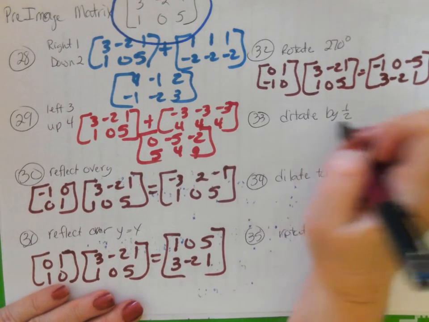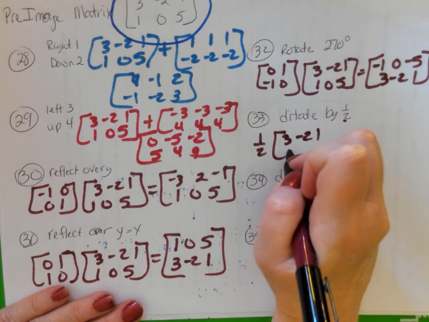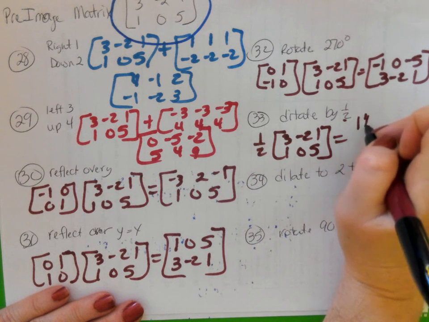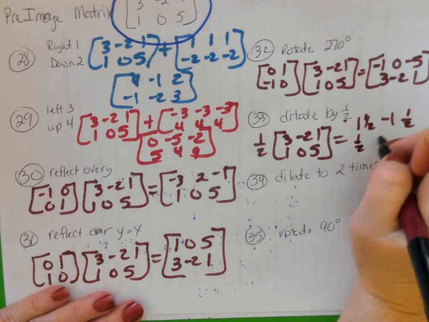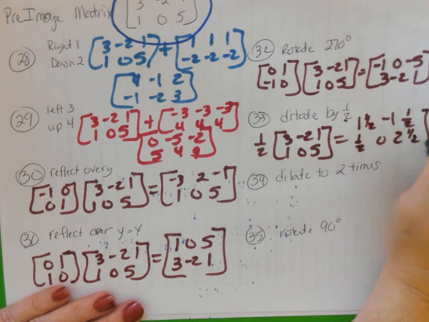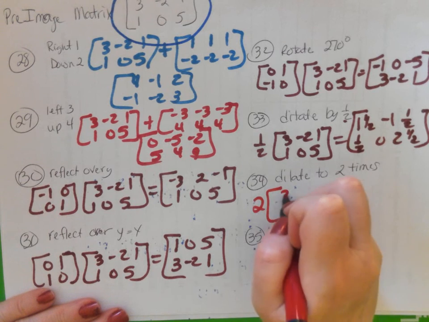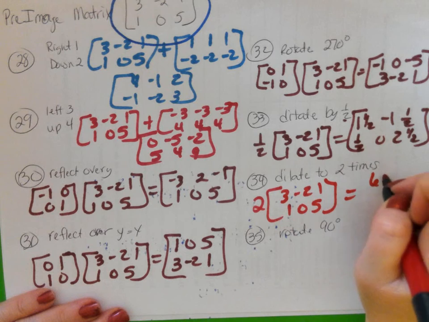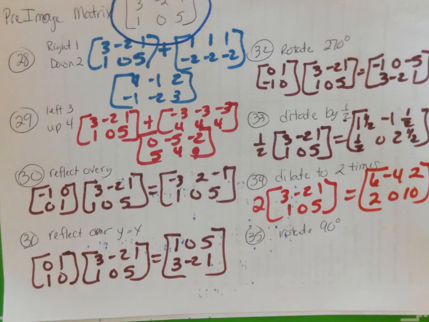It switches. Dilating by a half is scalar multiplication. So that's going to be 1.5, negative 1, 1/2, 1/2, 0, 2.5. Okay. Dilating by 2 is going to multiply everything by 2. So 3, negative 2, 1, 1, 0, 5 gives me 6, negative 4, 2, 2, 0, 10. And again, we can graph all of these.